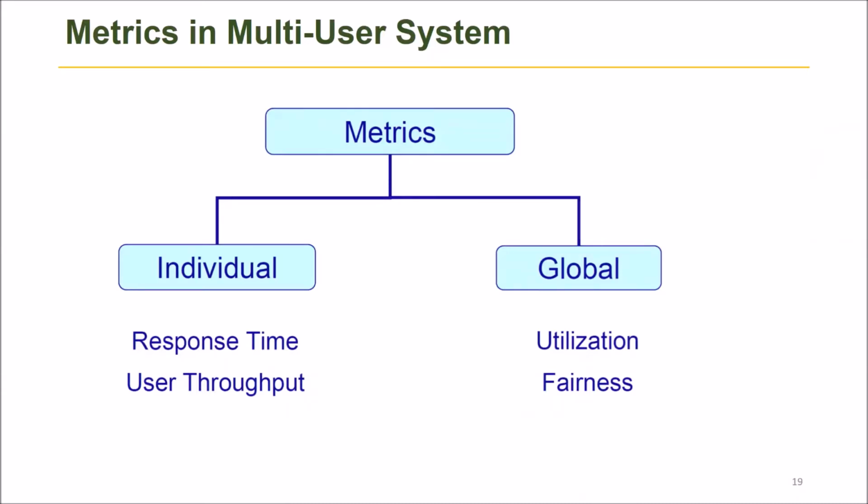If a system is not shared, then the most important metrics are response time and throughput. If the system is shared among many users, then utilization and fairness should be considered as performance metrics too.